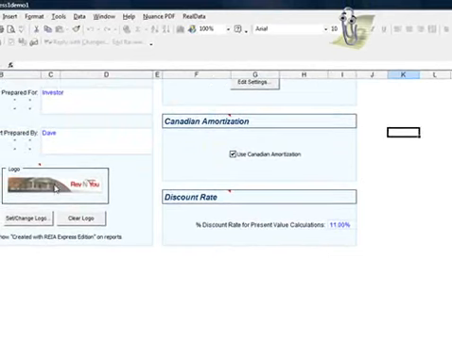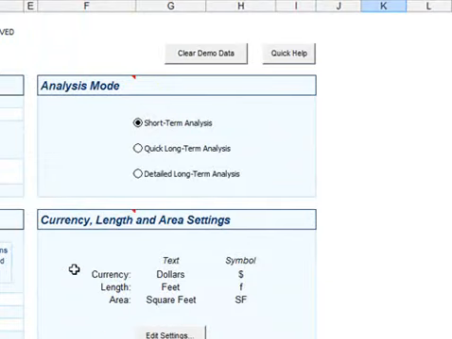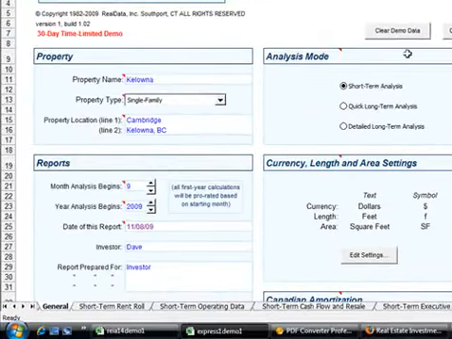But anyways, I put my little logo in there, which is quite handy, our revenue logo. So you can put your own in there as an investor, especially if you're working with partners or investors. Nice to have that professionalism. So the short-term analysis, I'll just quickly look here.